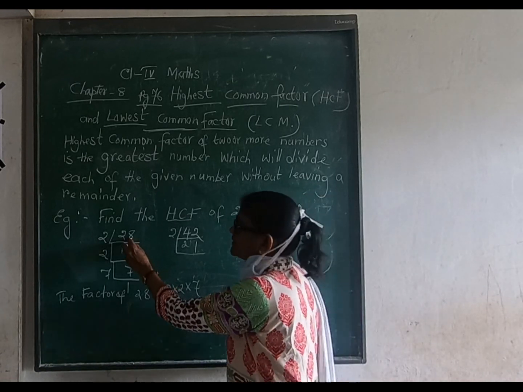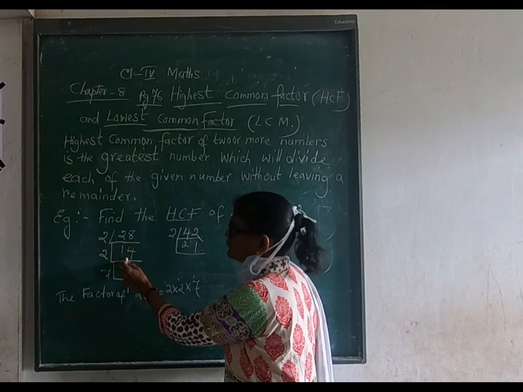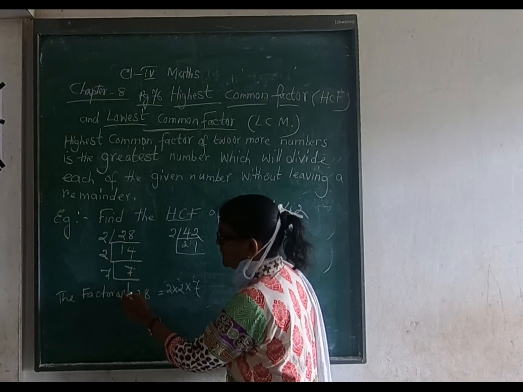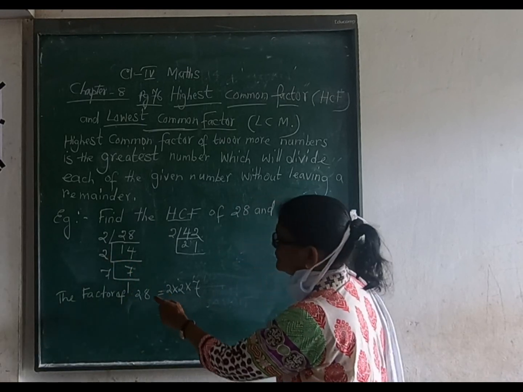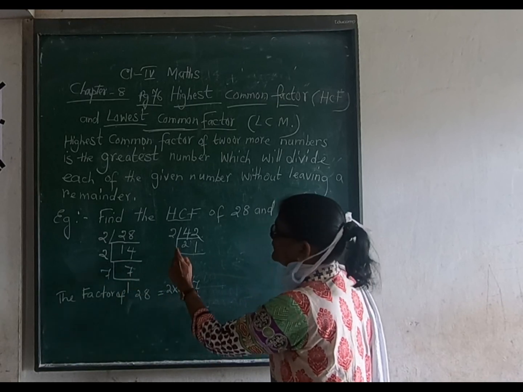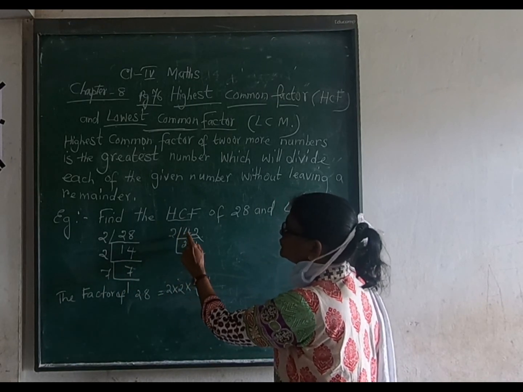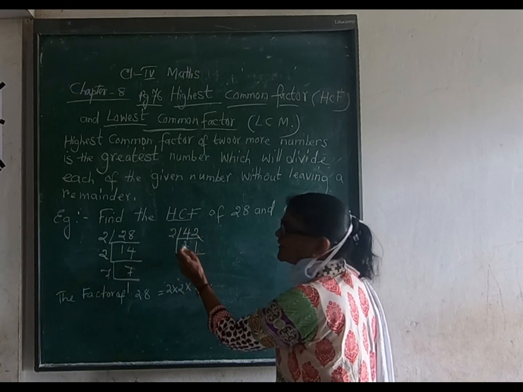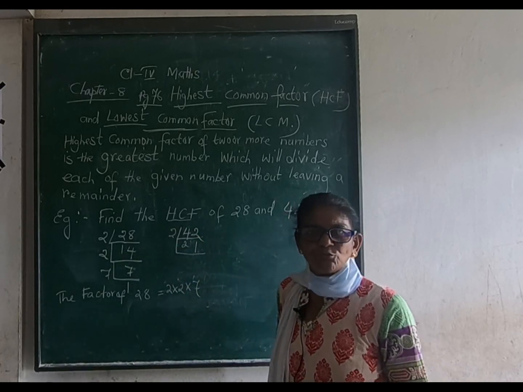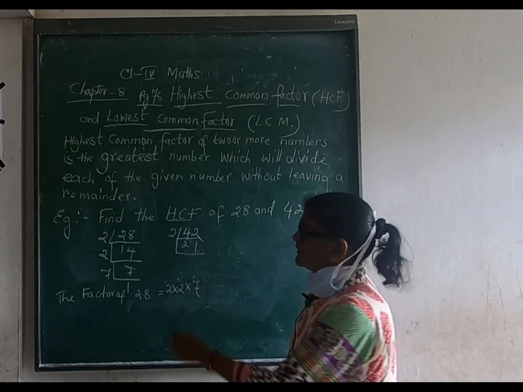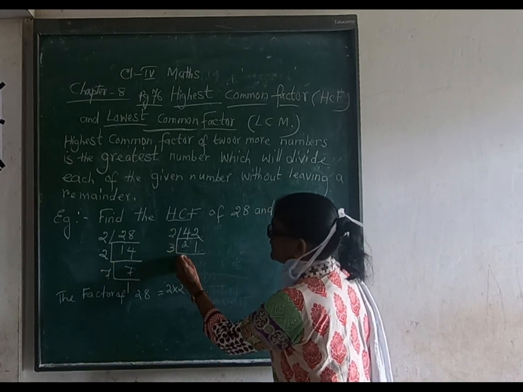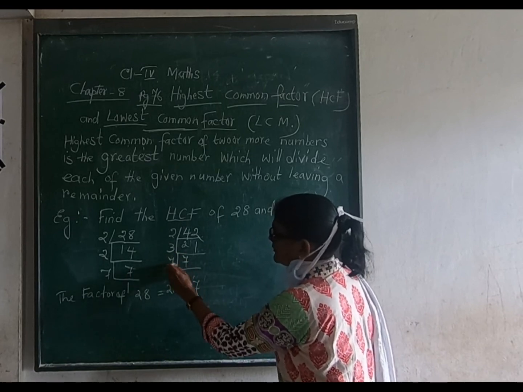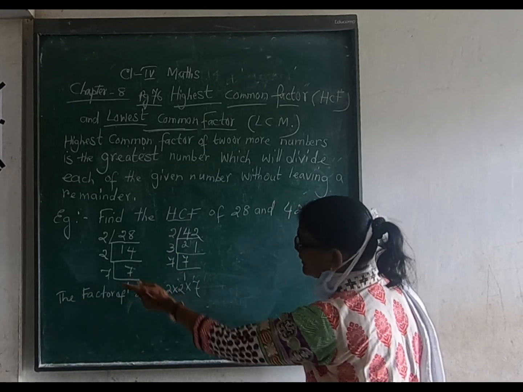So 28, I divide with 2, so I get 14. Again I divide 14 with 2, I get 7. So 7 ones are 7. You see here, 2 twos are 4, 2 ones are 2. This is an uneven number, so I cannot divide with 2. I have to divide with 3. 3 sevens are 21. Now divide again with 7, 7 ones are 7. So we are getting no remainder.